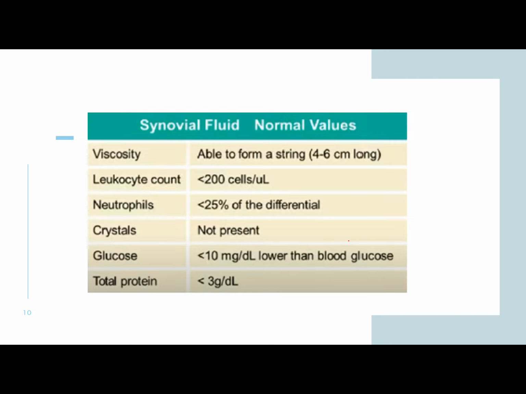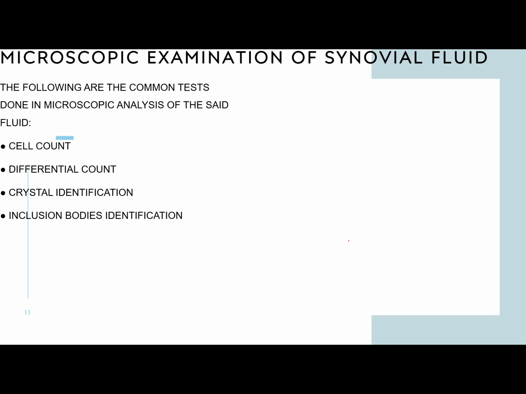So these are the normal values. Viscosity: able to form a string 4 to 6 centimeters long. Leukocyte count: less than 200 cells per microliter. Neutrophils: less than 25% of the entire differential count. Crystals: not present. Glucose: less than 10 milligrams per deciliter lower than blood glucose. Then total protein: less than 3 grams per deciliter. I will discuss the leukocyte count, glucose, and total protein later.